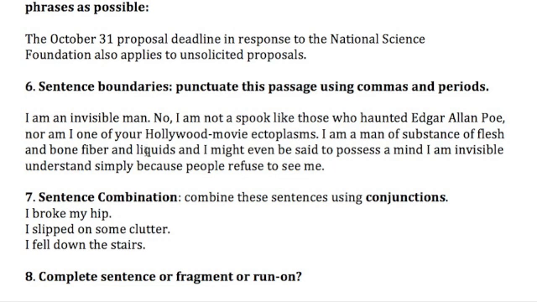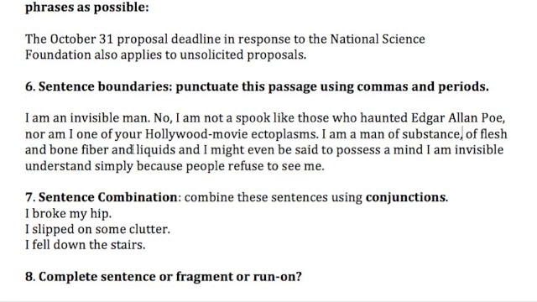And we have a lot of and conjunctions, right? And it also looks like we have a list of things. I am a man of all of these things, a bunch of items. So what do we know about items in a list? We need commas separating them. So where's the first item? I am a man of substance. So substance of flesh doesn't make so much sense. Let's put a comma there. And then we have of flesh and bone, fiber and liquids.